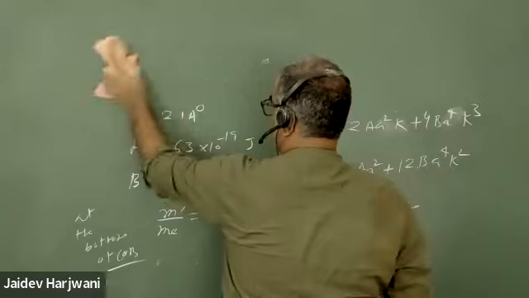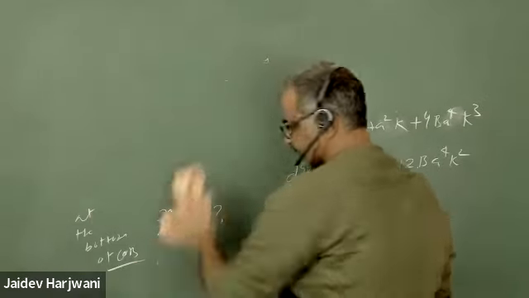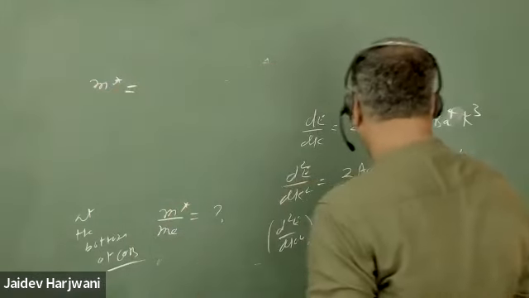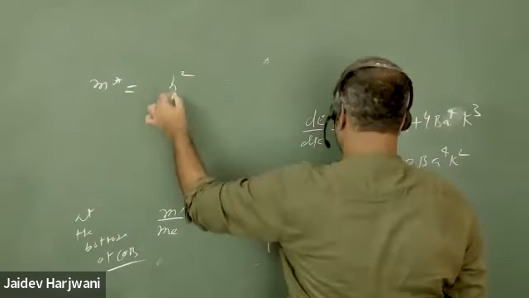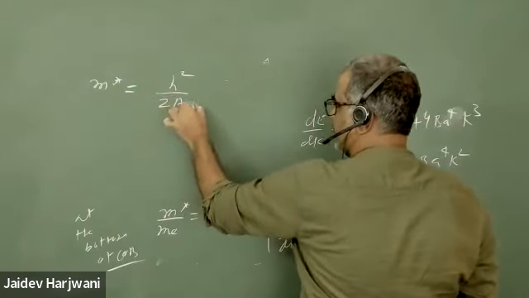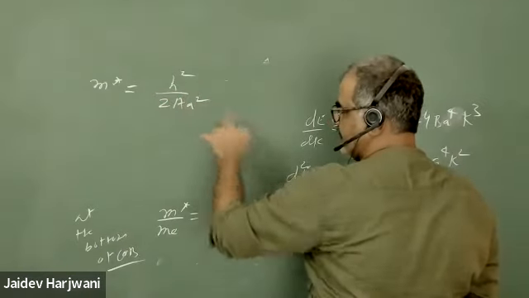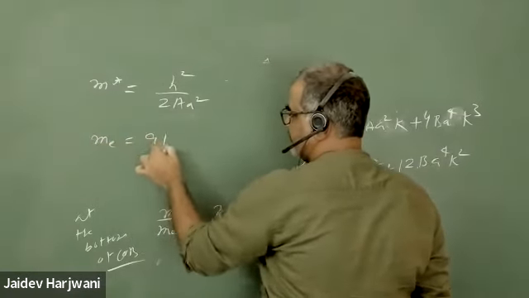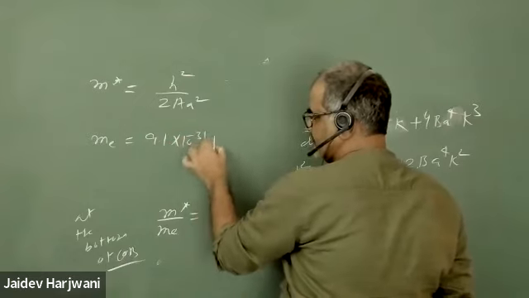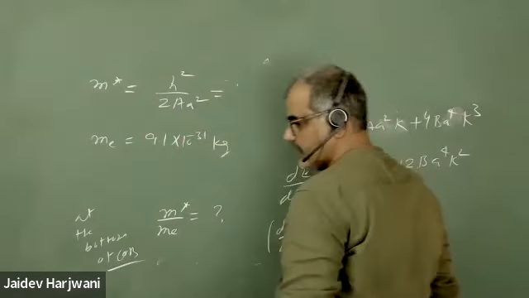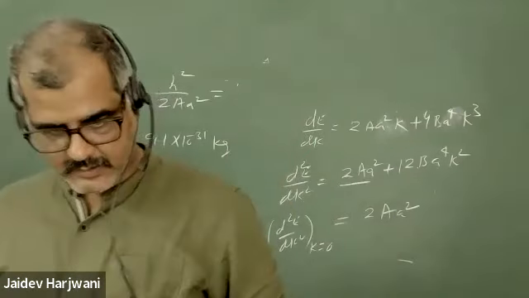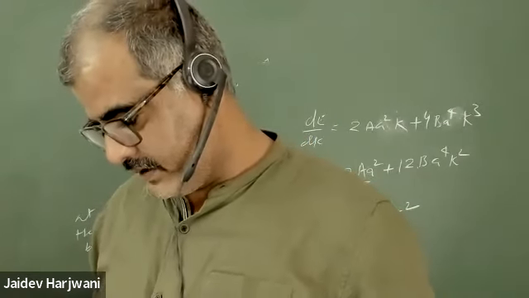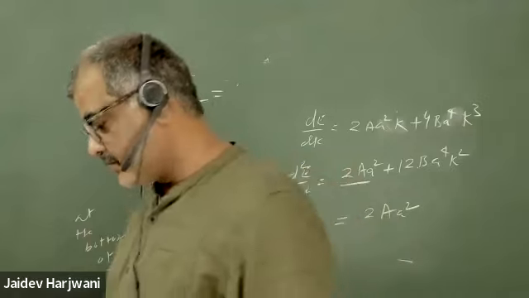Now to calculate the effective mass, it will be h cut square upon 2A a square. The a value is given, capital A value is also given, and you know the mass of a free electron is 9.1 into 10 raised to power minus 31 kg. Calculate this value and tell me the ratio. No, 8.61 is not right, it can't be that large. Check the calculation once.